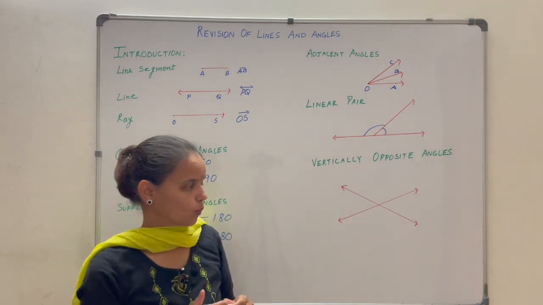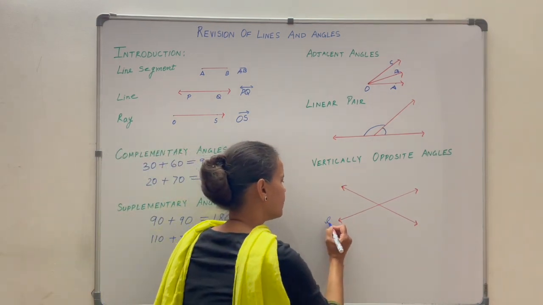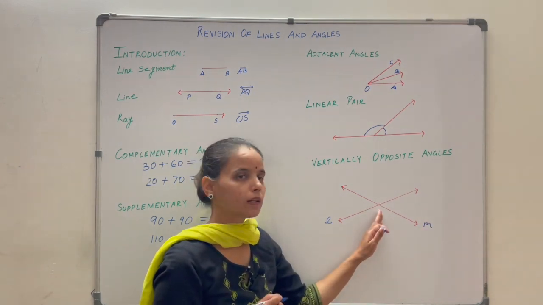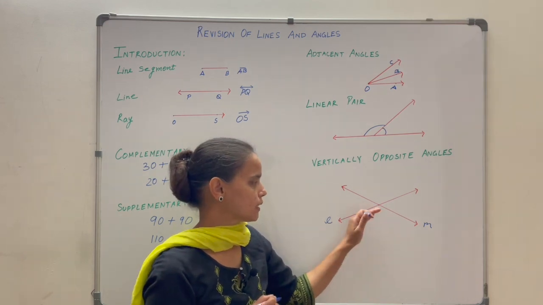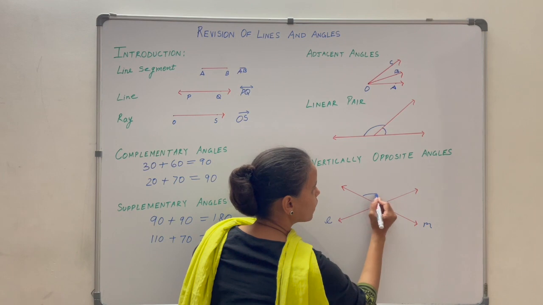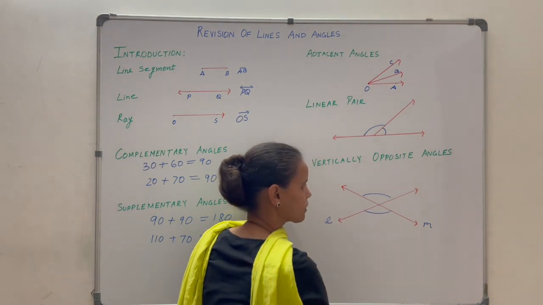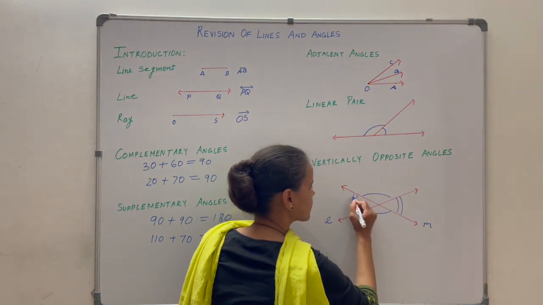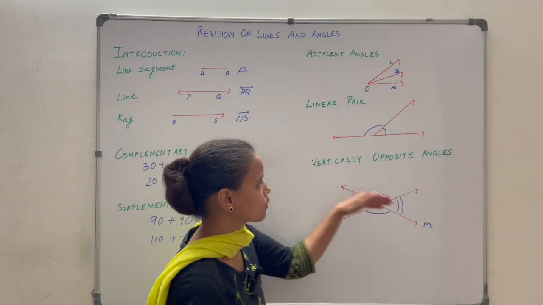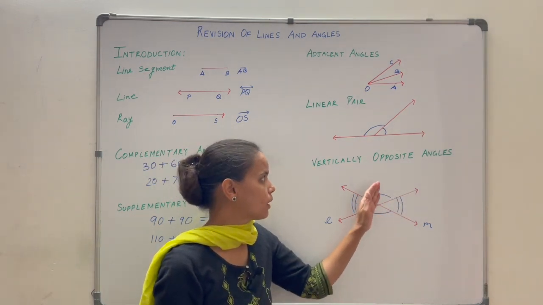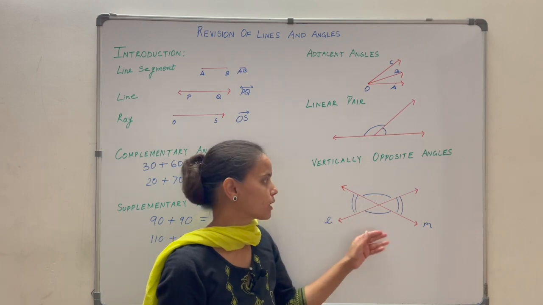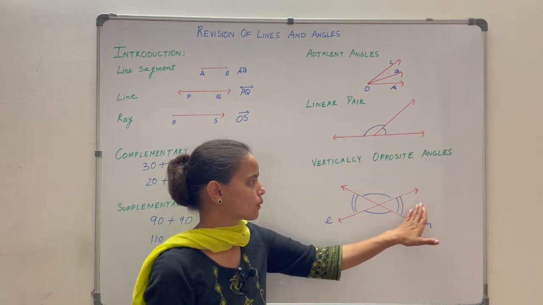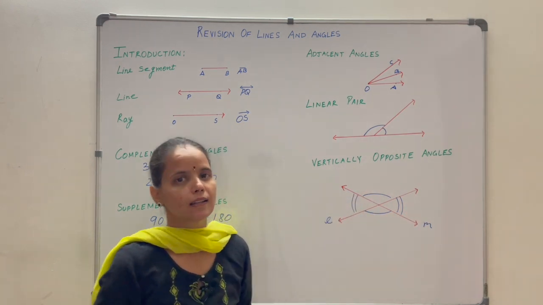Vertically opposite angles. When two straight lines, say L and M, intersect at a point, this point is called the point of intersection. So when they intersect at a point, they form vertically opposite angles. Two pairs of vertically opposite angles. So this is one pair and this is the other pair. Two straight lines, when they intersect at a point, form two pairs of vertically opposite angles and they are equal. This angle is equal to this angle and this angle is equal to this angle. Vertically opposite angles are equal.